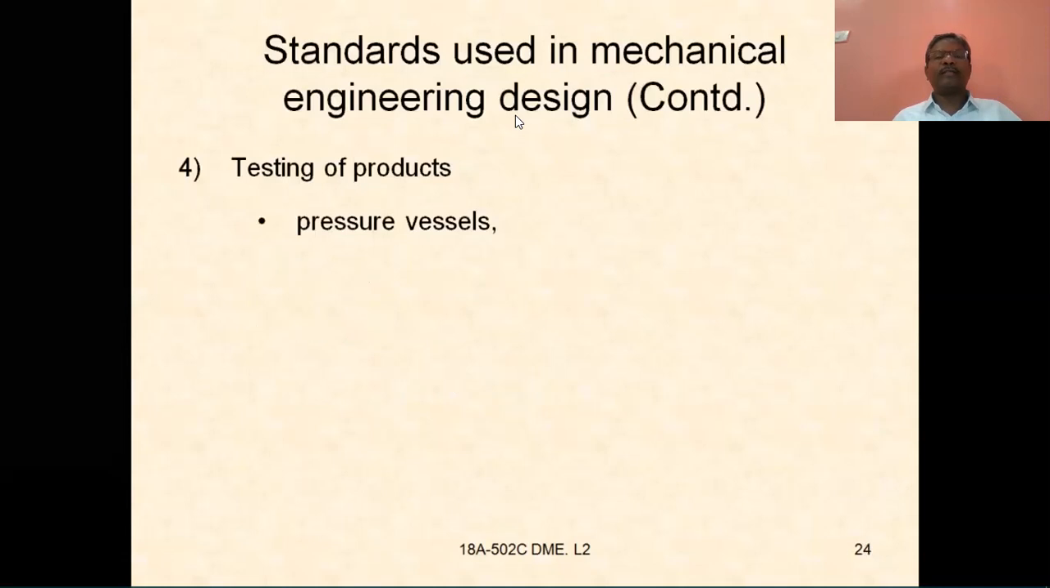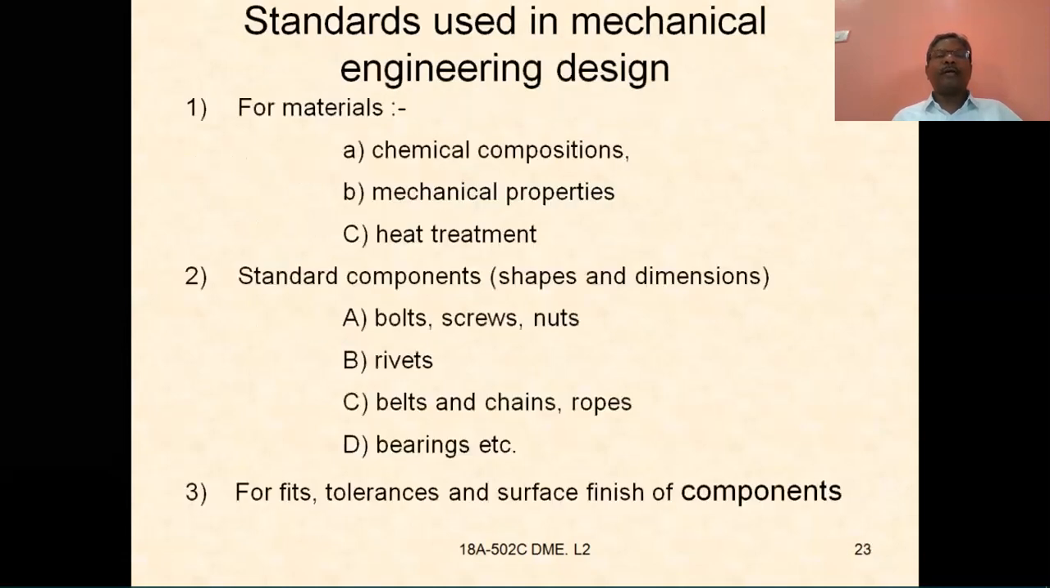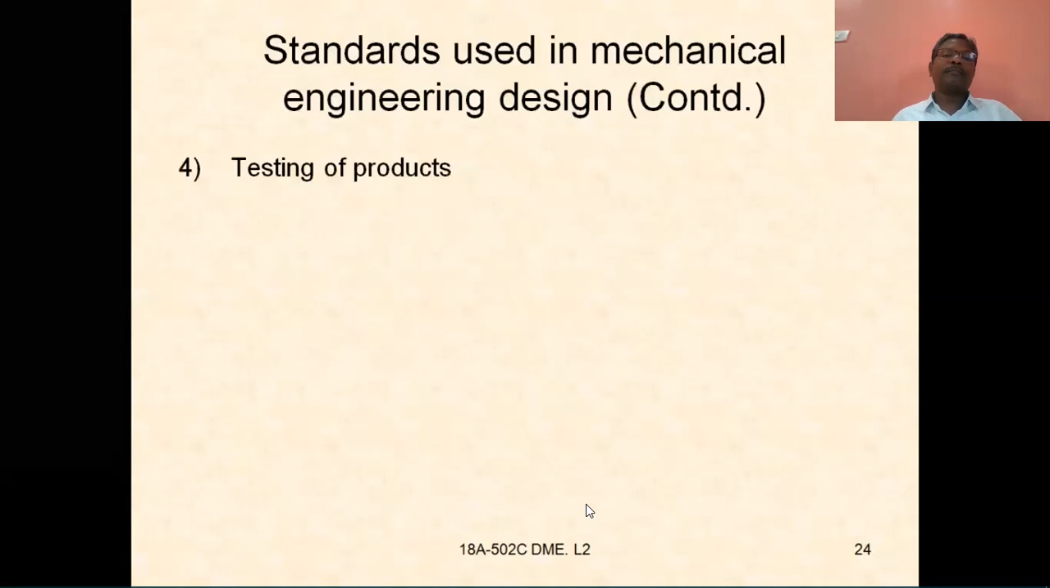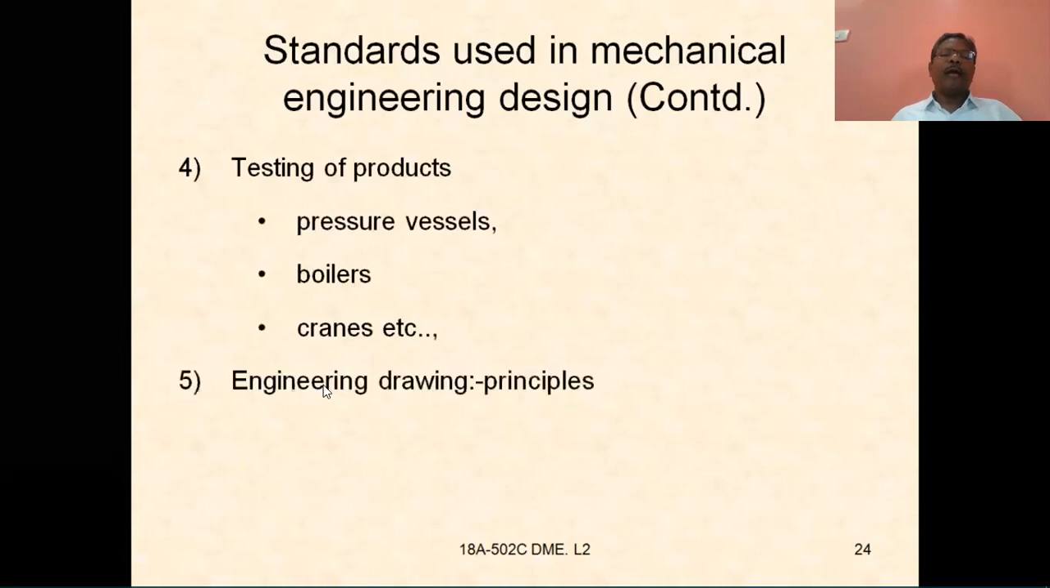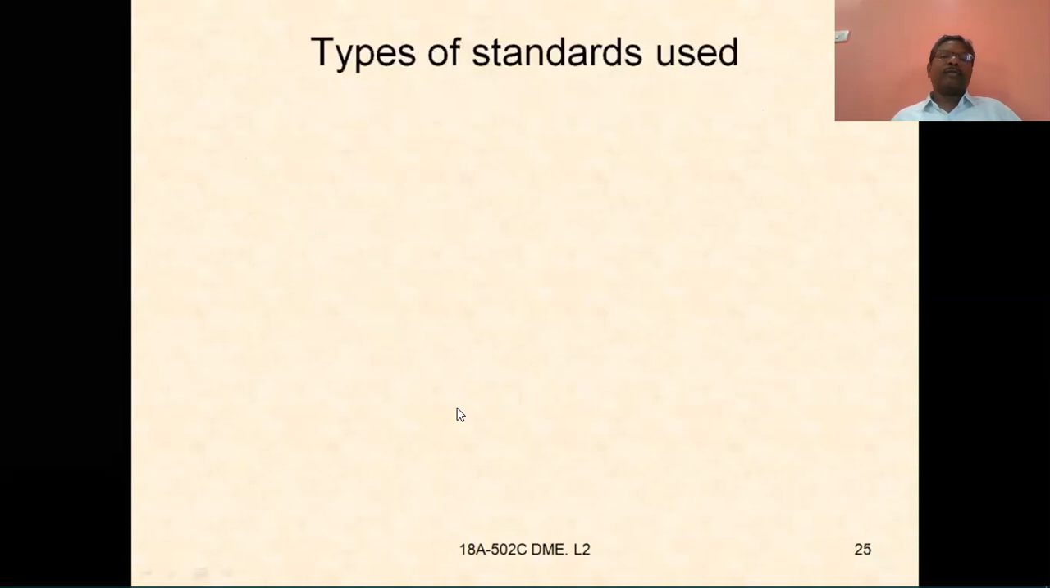So once again, let us see. The standards used in mechanical engineering design are: materials are standardized, and some components are standardized, and fits, tolerances, and surface finish are also standardized for the components. And testing of products is also standardized, and engineering drawing principles are also standardized. So, types of standards used.